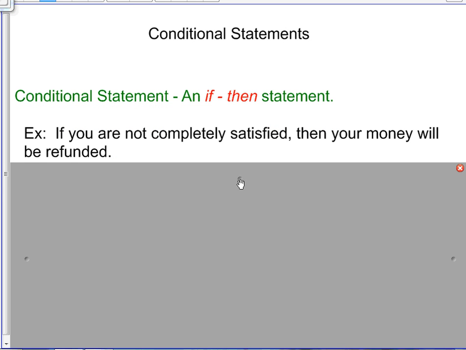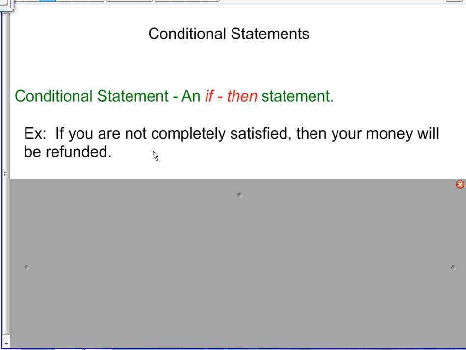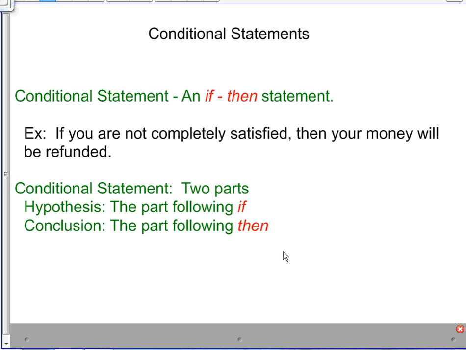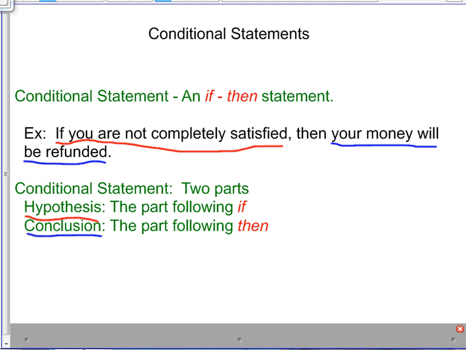All right. So, as I said, a conditional statement is an if-then statement. For example, we have, if you are not completely satisfied, then your money will be refunded. That's an example of a conditional statement. So we have both parts: the hypothesis and the conclusion. I'm going to underline the hypothesis in red, so that would be the "if you are not completely satisfied." And then in blue I'm going to underline the conclusion part, so your money will be refunded. So those are the parts of a conditional statement.